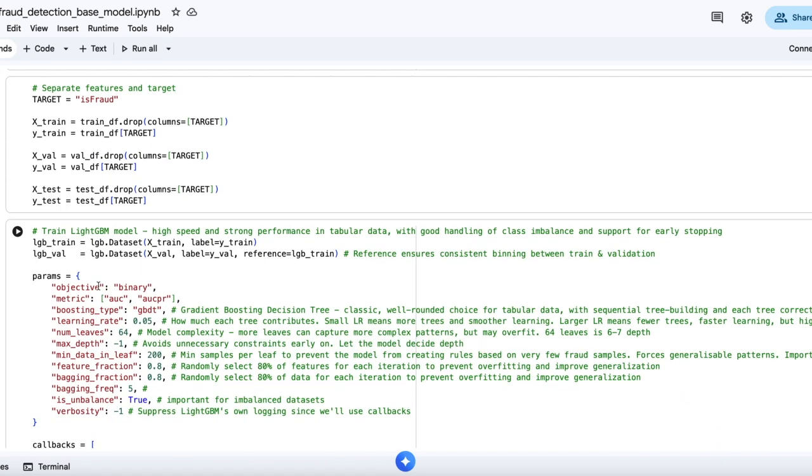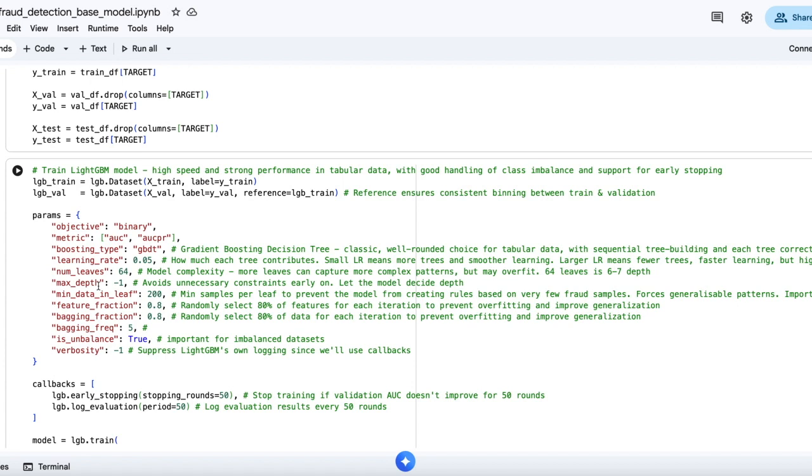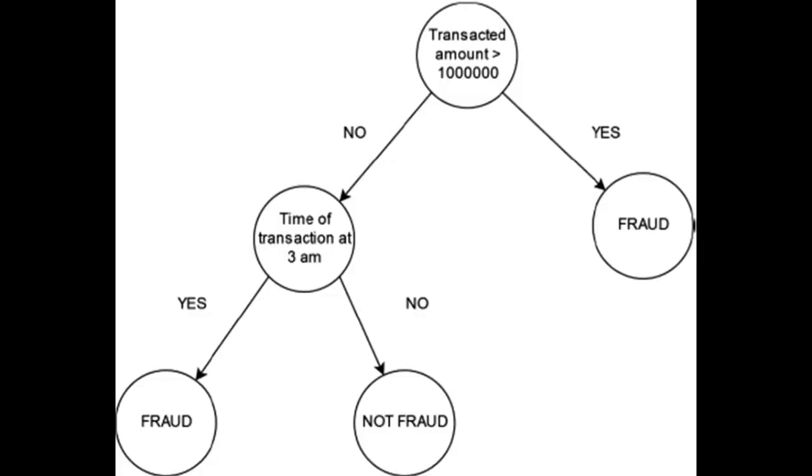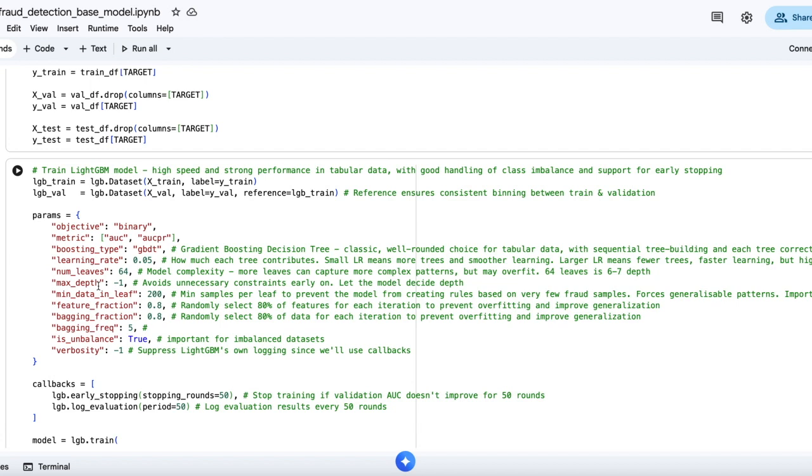In terms of model selection, my first choice was LightGBM. It's a gradient boosting tree-based algorithm. It works well on tabular data, provides built-in support for handling class imbalance, and is fast and relatively easy to explain. A decision tree is like a game of 20 questions. We keep asking yes or no questions until we get each final group to only contain or mostly contain the same things. For example, one group to mostly contain fraudulent transactions and another group to mostly contain legitimate transactions.